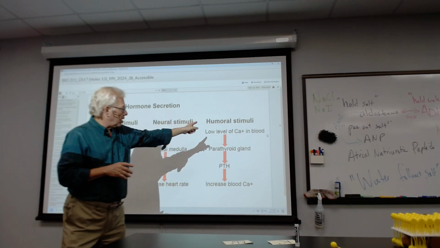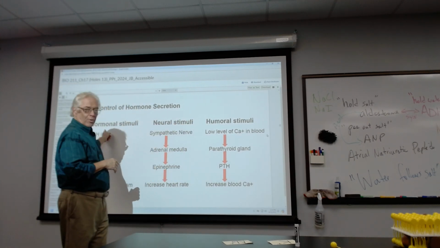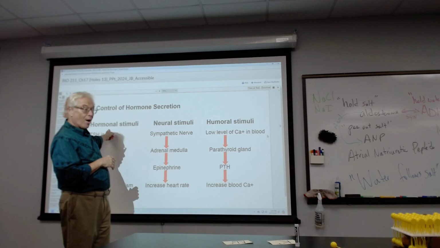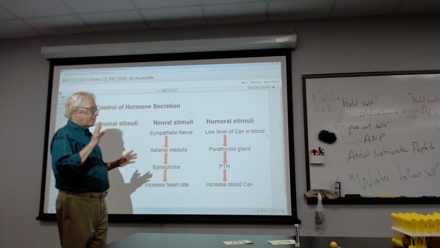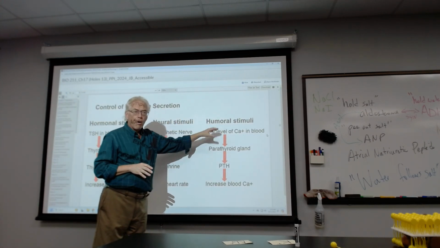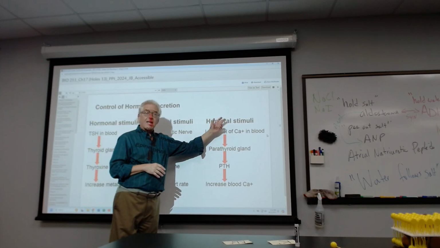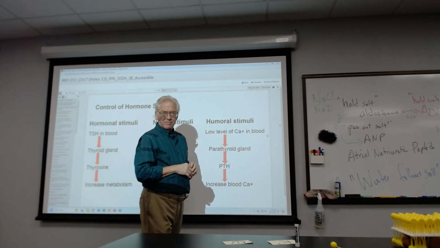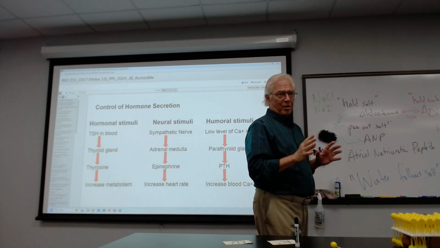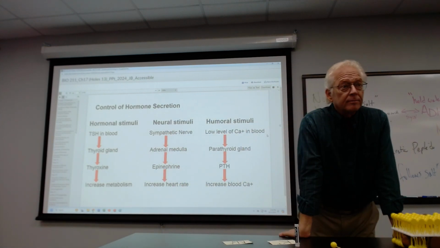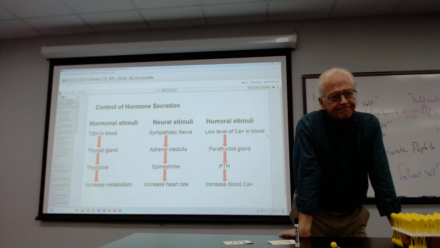Just don't mix these two up. Humoral and hormonal. They both start with an H and have an O, you know. This is in your blood. Well, all hormones are in the blood too. Yeah, but that's why they're saying it's a chemical in your blood, not a hormone in your blood. Okay? Cool beans? All right.